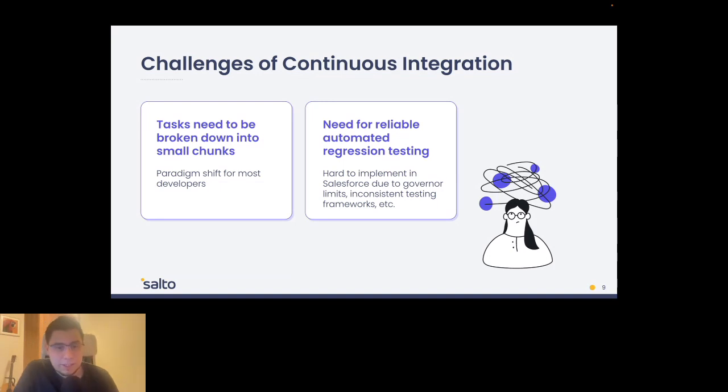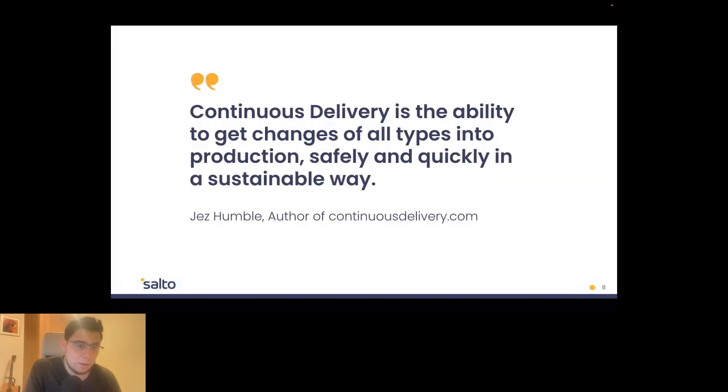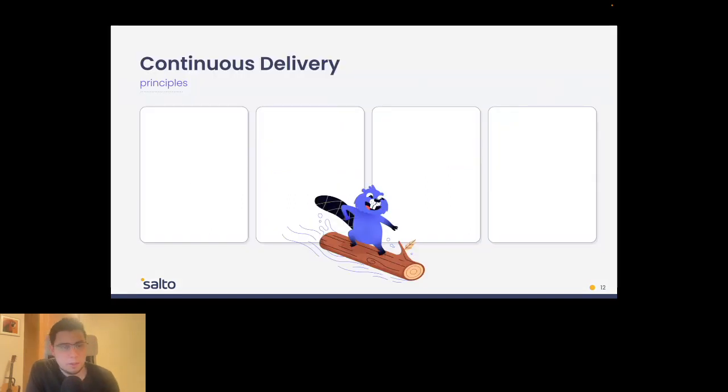Now we move on to the CD of CI/CD, which stands for continuous delivery. So I'm going to quote Jez Humble, who's the author and one of the people who came up with this concept. He's one of the authors of Continuous Delivery. And he mentions that continuous delivery is the ability to get changes of all types into production safely and quickly in a sustainable way. So in that sense, continuous delivery is not really something you do. It's not a technical capability. It's not a project that you do.